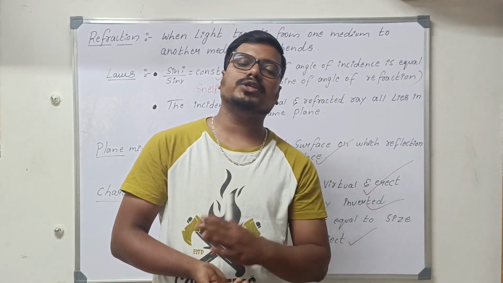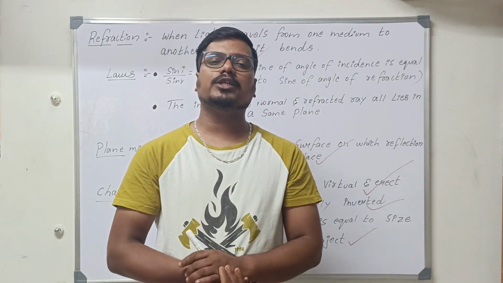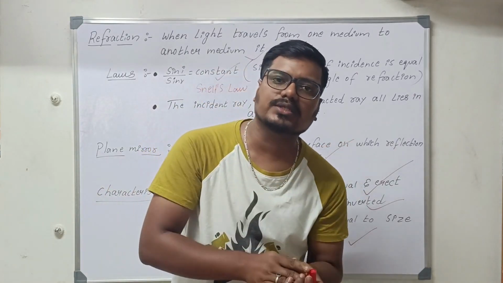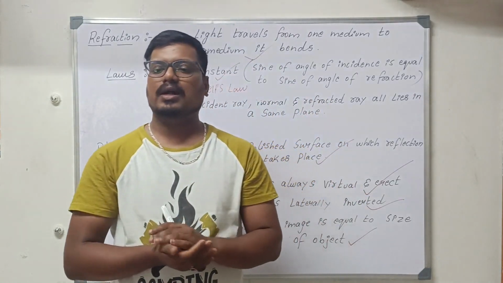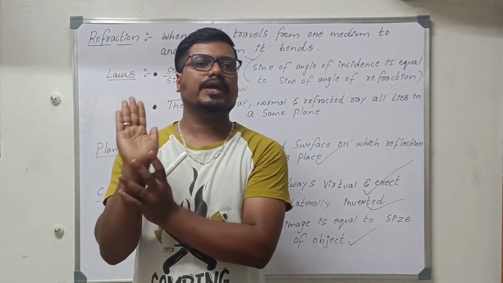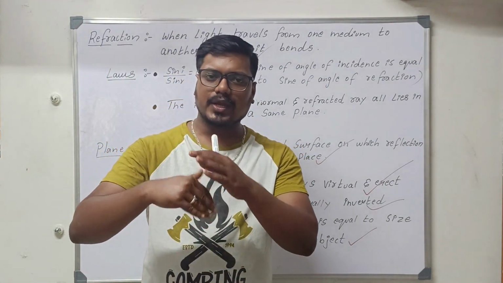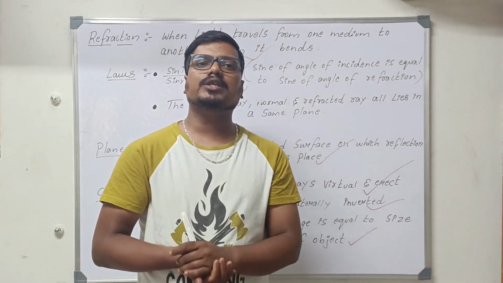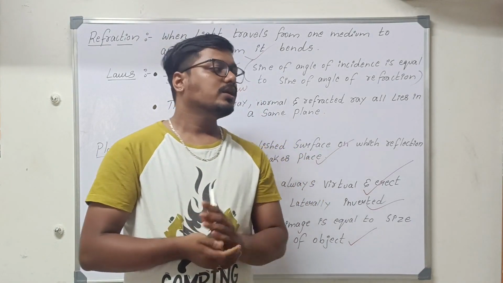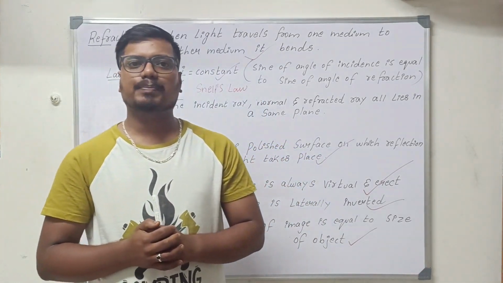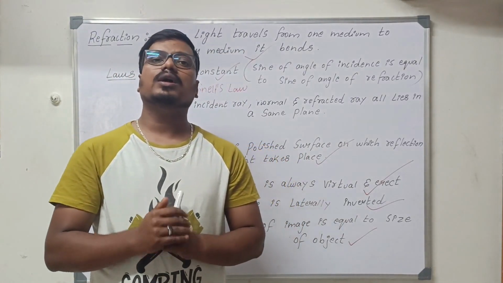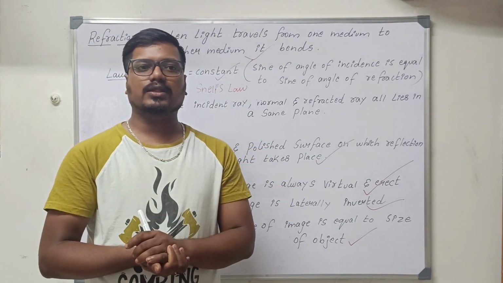Then what is the opposite of that? A real image. A real image means one which we can capture on a screen. I will take a picture and I can see it, yes, I have taken a picture. That is the meaning of a real image. Virtual means we cannot capture it on a screen; real means we can. These are all the basics of the light chapter that you will be learning in your grades from 10th onwards.